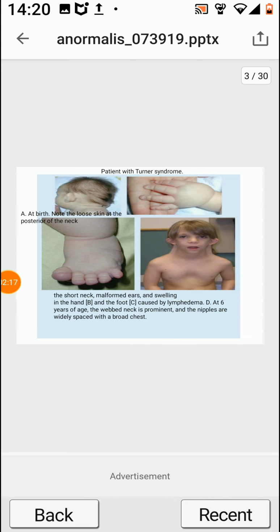Then on the fourth, we are seeing that the child has a webbed neck. The webbed neck, together with the nipples being pushed to the periphery, widely spaced and leaving a very big space in between them, occurs due to lymphedema still.